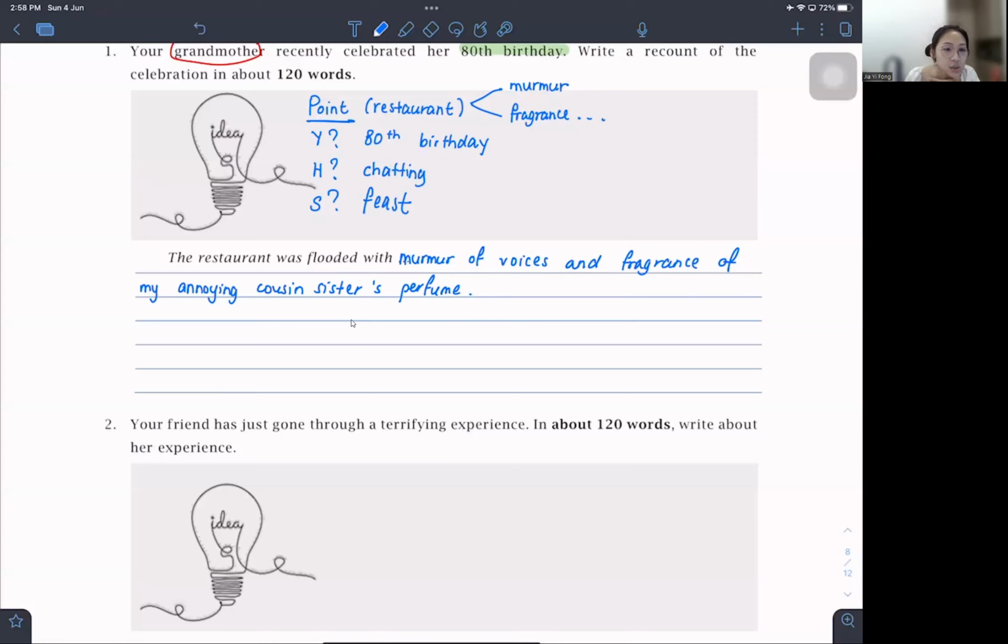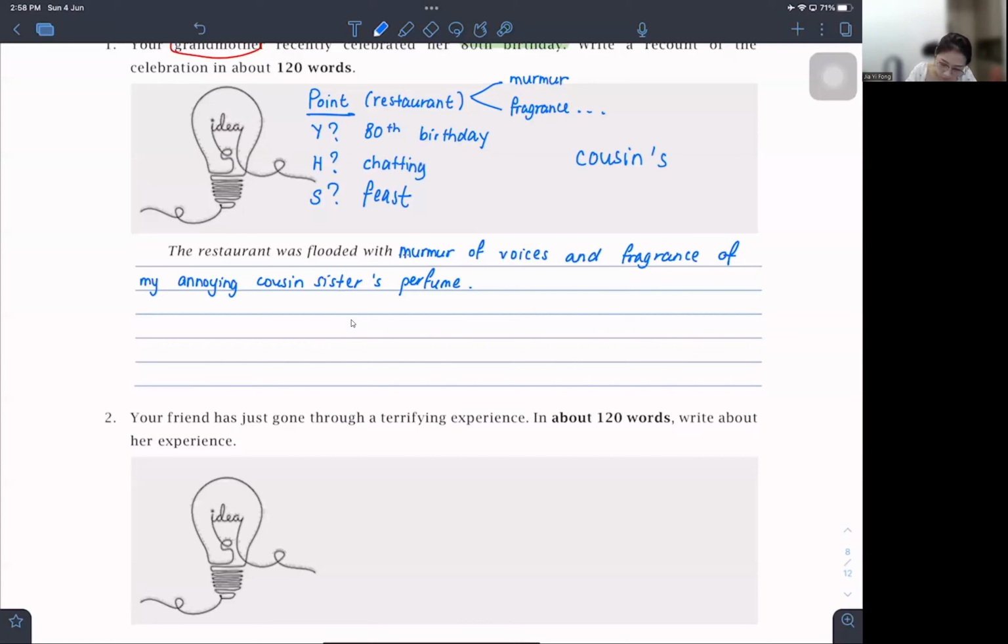Isn't your cousin's sister also your cousin? Yeah. So I write my annoying cousin sister's perfume. Doesn't matter. You want to write cousin also can, cousin sister also can. Oh, I know why. Okay, no. Look carefully, look at where I put my apostrophe S. I'm not putting apostrophe S in cousin. I'm putting it in sister. Okay? You get what I'm trying to say, right?